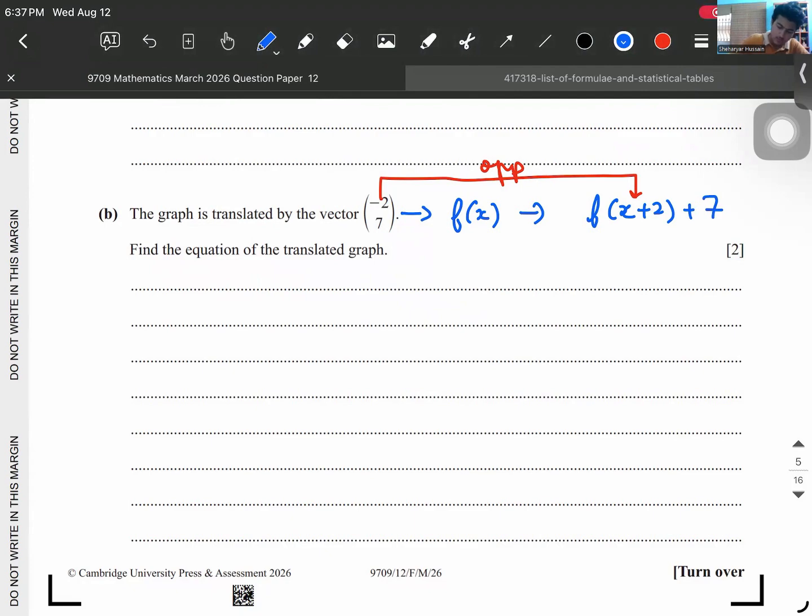All right, so let's do that. The original equation we had was y equals, since we know the values, 4x squared.